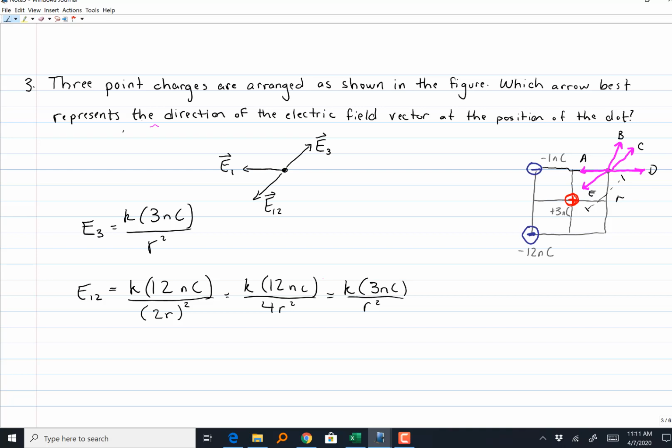So comparing these two, this is telling me that the magnitude from the 3 nanocoulomb charge is equal to the magnitude of the 12 nanocoulomb charge, but they're pointing in opposite directions. So these two electric fields are actually going to cancel out with one another. And so all that's going to be left is this electric field from my 1 nanocoulomb charge, which is pointing to the left. So the correct answer for this question is A.